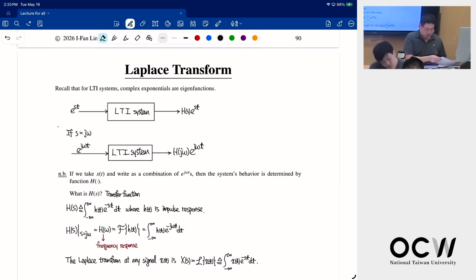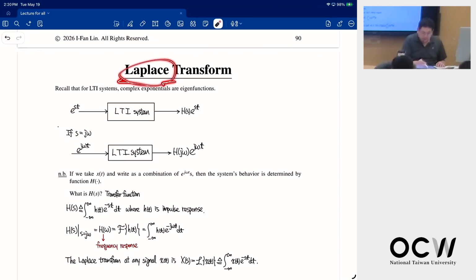Right, today we are going to talk about the Laplace transform, and we will finish that this week. Actually, we just talked about this two weeks ago, but let's see that again. What is the Laplace transform? Let's review.